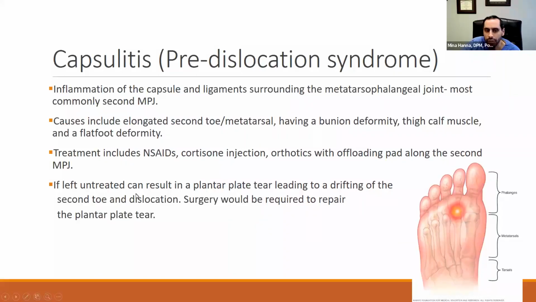If this condition is left untreated, it can result in a plantar plate tear, which means you develop a tear on the bottom here, and this can cause drifting of the second toe. So the second toe can start to overlap the big toe, or it can overlap the third toe. And typically, surgery would be required to repair the plantar plate and get rid of the tear, so that way the toe can sit down in proper alignment.